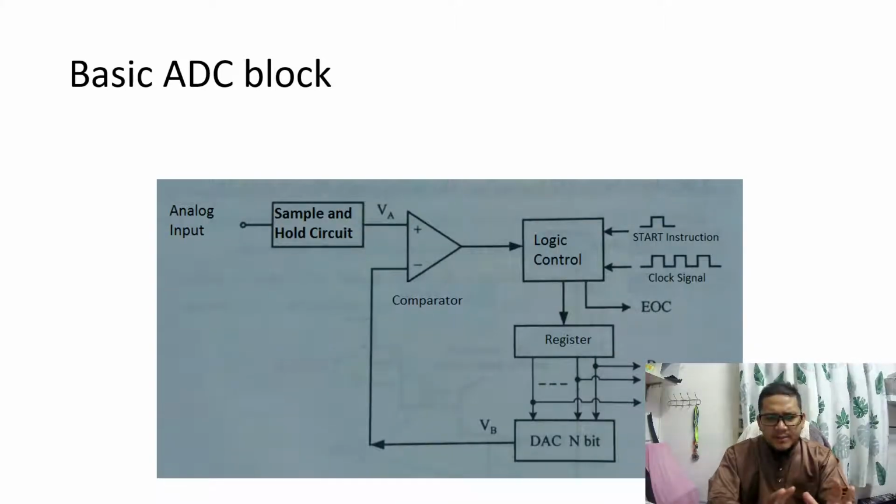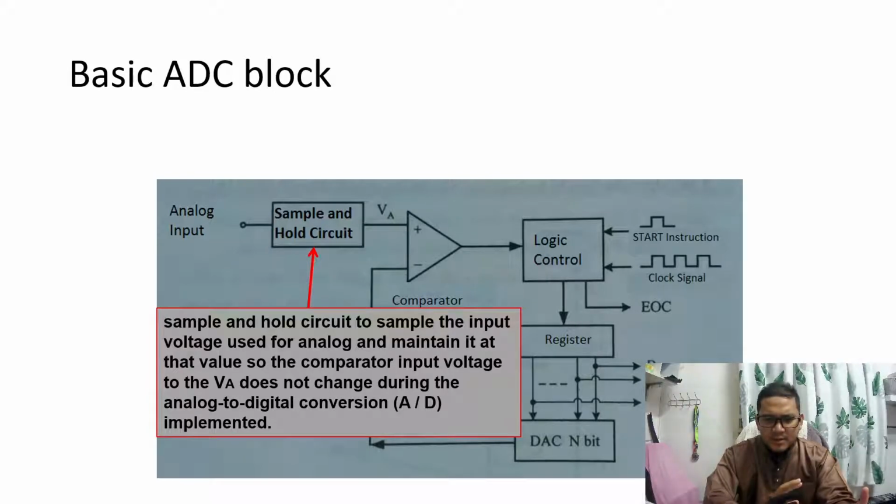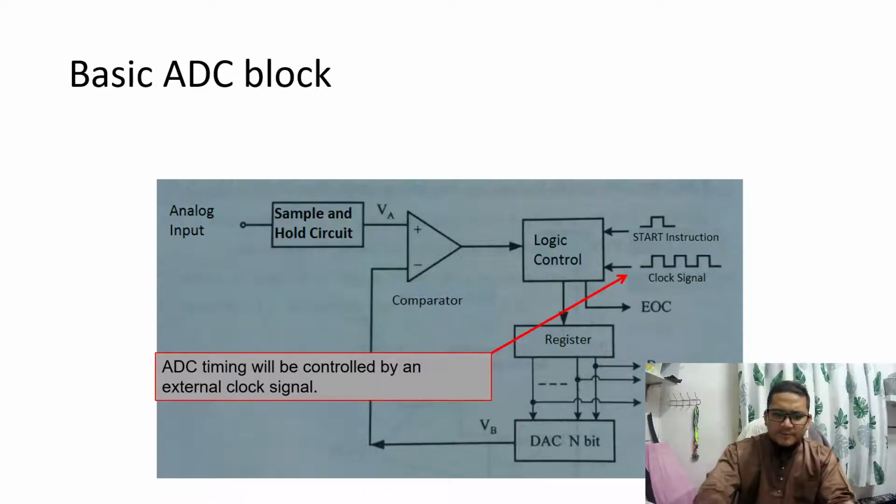Okay, this is the basic ADC block. So we have sample and hold circuits. So this sample and hold circuit kita gunakan untuk sample input voltage untuk analog and maintain it, so untuk comparator input voltage VA. So VA kita do not change during the analog to digital conversion implementations. So that's why we need sample and hold circuits.